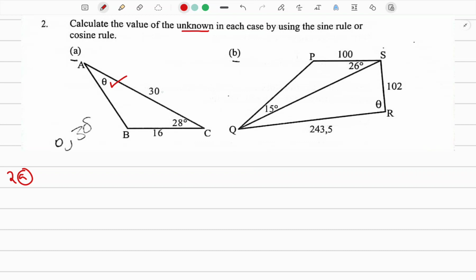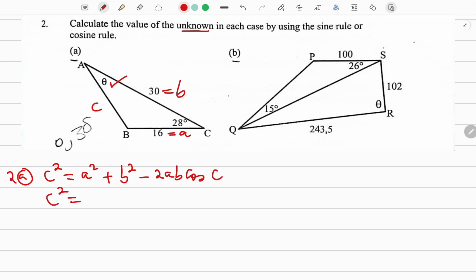First things first, we realize that the vertex opposite side B is B, the one opposite A is A, and this one is surely C. Therefore, C squared is A squared plus B squared minus twice AB cosine of C. So C squared equals 16 squared plus 30 squared minus 2 times 16 times 30 times cosine 28 degrees.